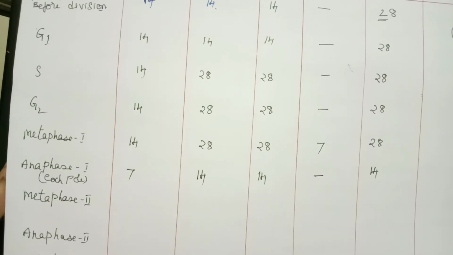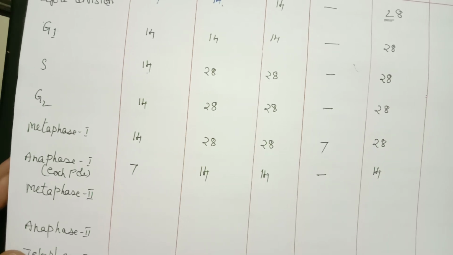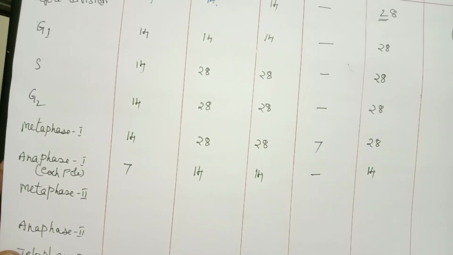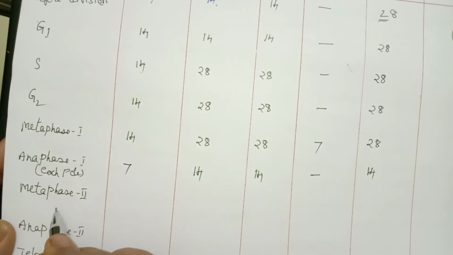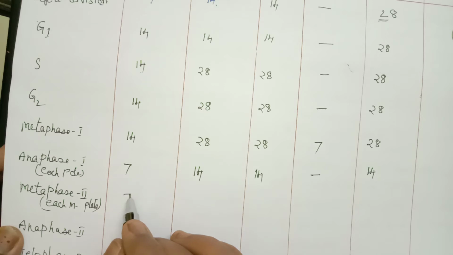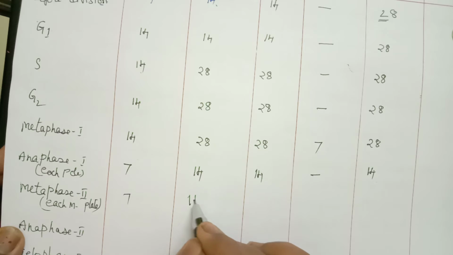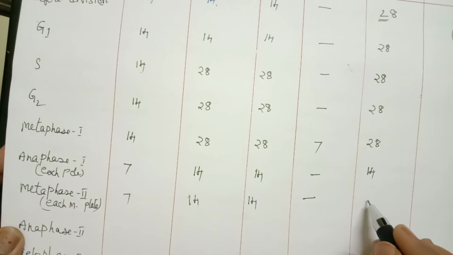Now go to the next one, that is metaphase 2. In metaphase 2, we know there are 2 metaphase plates formed. Let us consider each metaphase plate. In each metaphase plate there will be half the chromosome number, so we get 7, and each one with 2 chromatids, so we get 14. Therefore 14 DNA molecules, and no bivalents here. Arms will be 14.